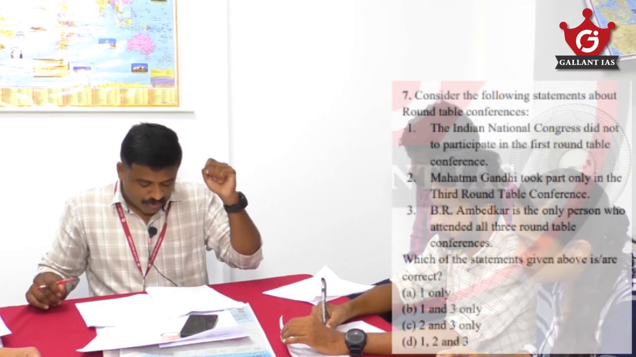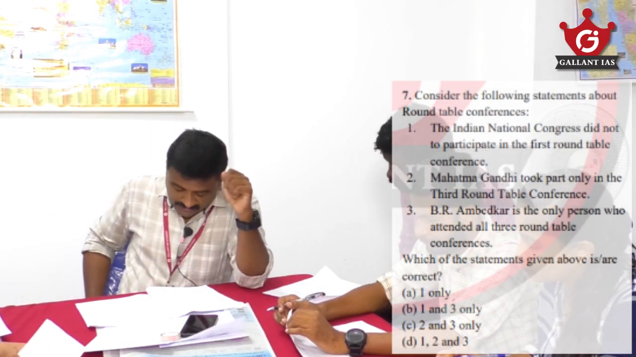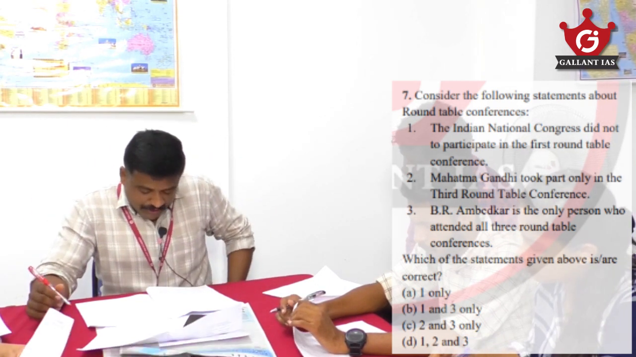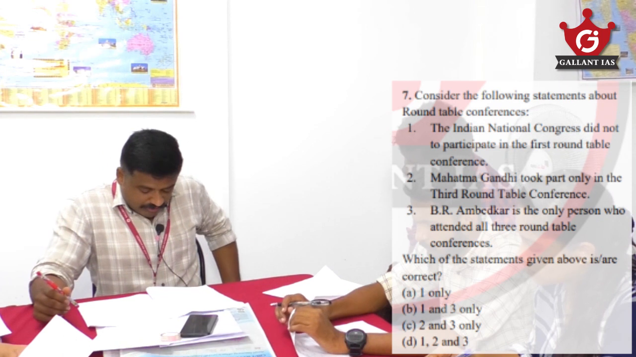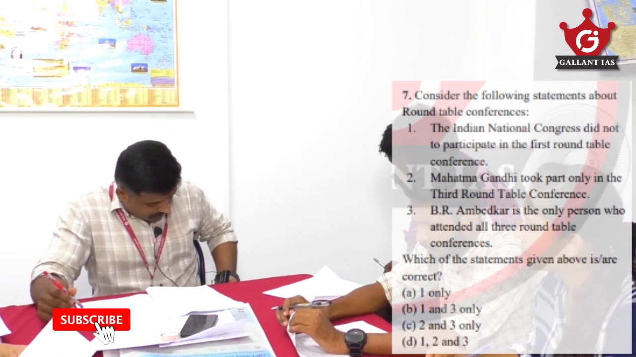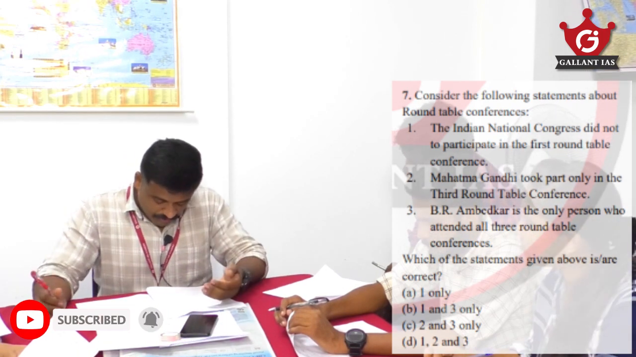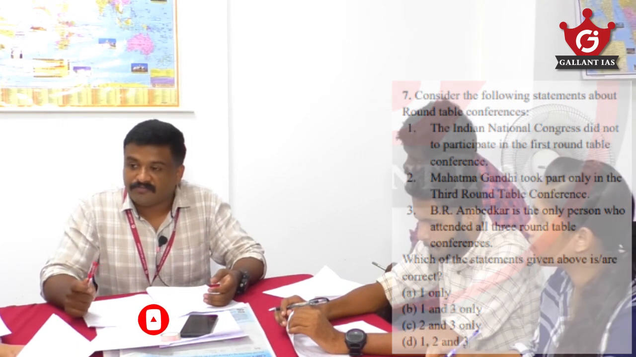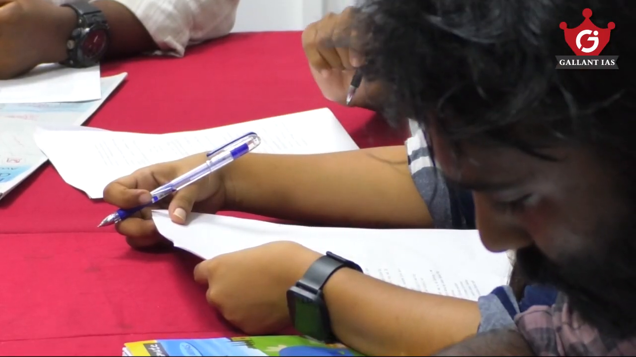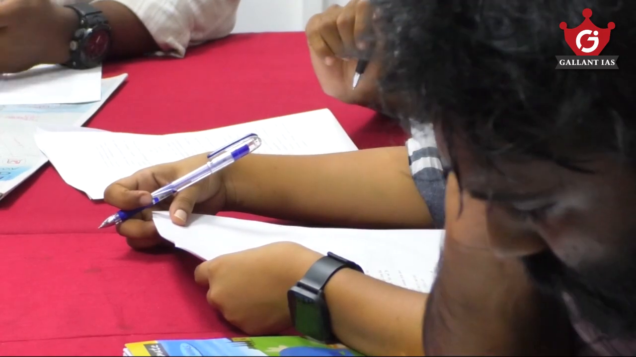Now coming to another question, roundtable conferences. It's again a three-statement type question. The Indian National Congress did not participate in the first roundtable conference. Is that true? Why did they not participate? What is your opinion, Raghav? Because the British were not at all in a mood to grant Purna Swaraj, complete independence. Still, they were talking about dominion status. The Civil Disobedience Movement was launched, and there was no participation from the side of the Congress.